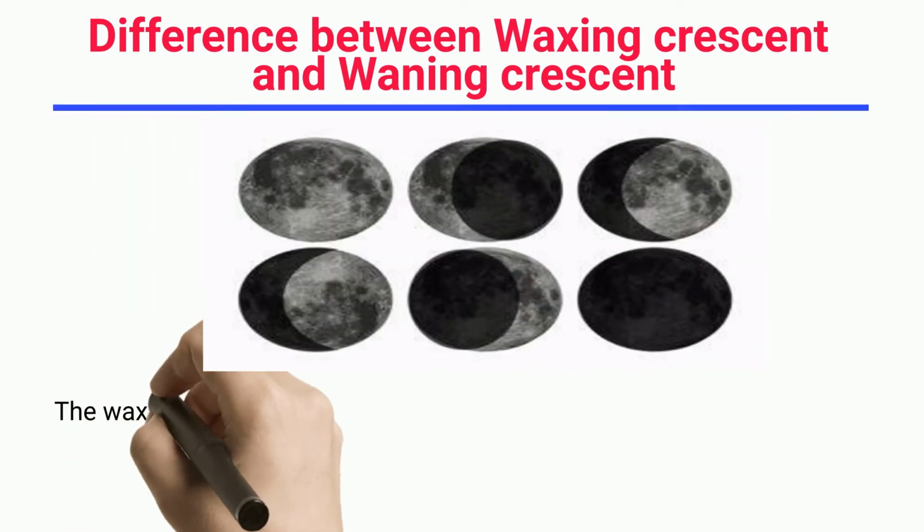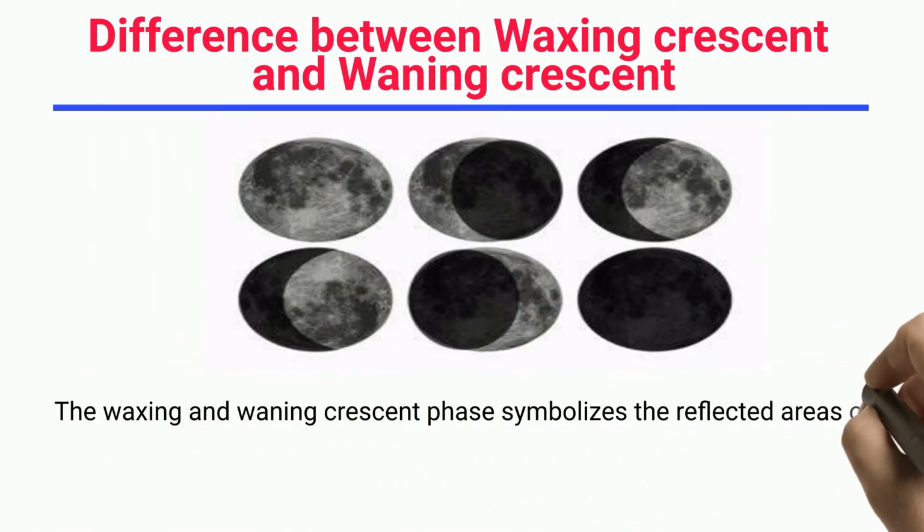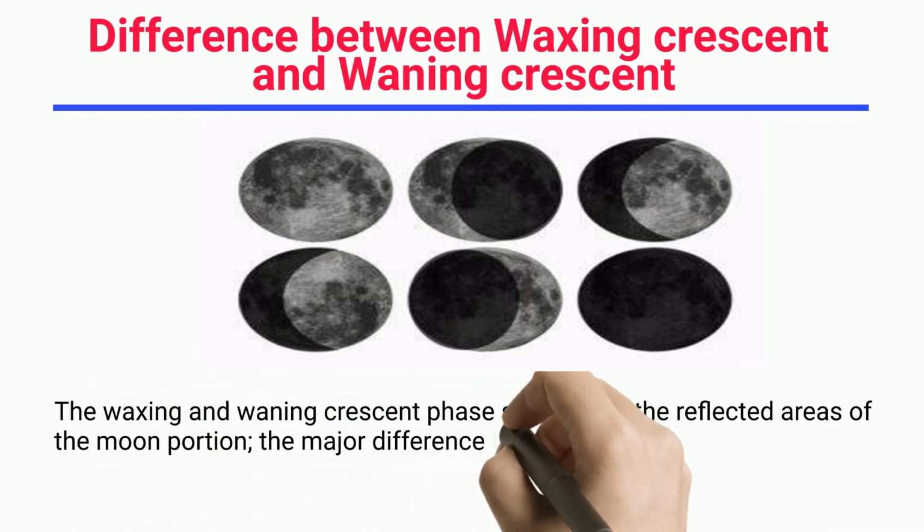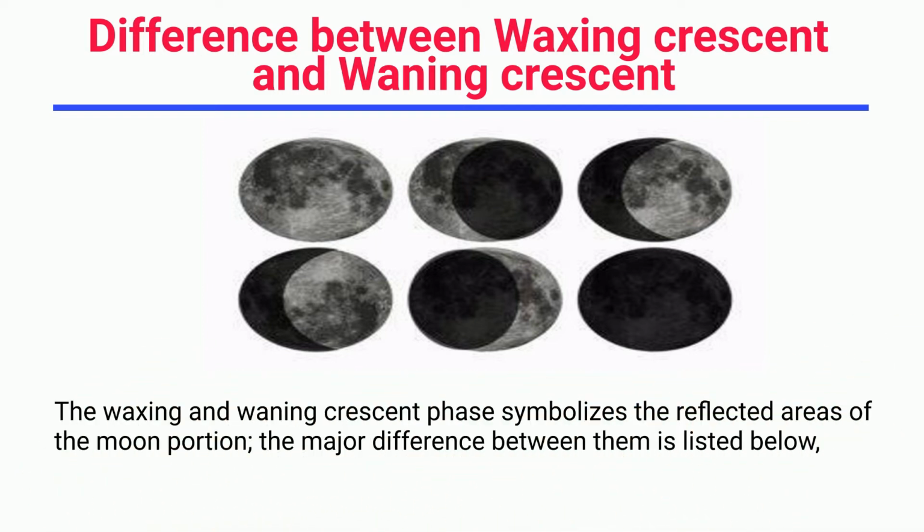Difference between waxing crescent and waning crescent. The waxing and waning crescent phase symbolizes the reflected areas of the moon portion. The major difference between them is listed below.